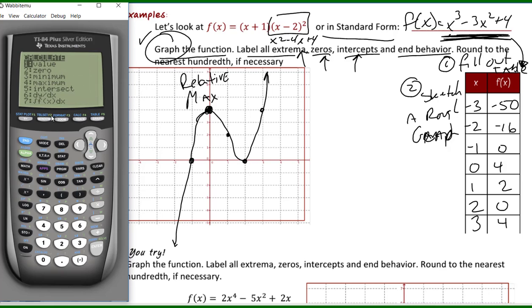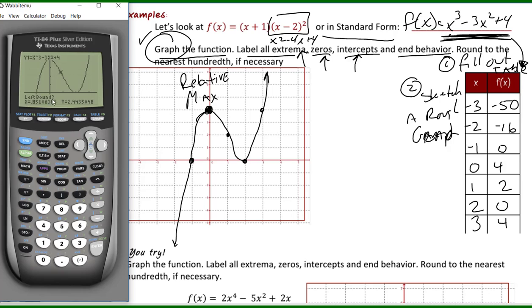What I'm going to use is some different things here. Look at that, there's a zero there. There's a minimum. There's a maximum. There's an intercept. I'm going to use maximum. Why am I going to use a maximum? Because we know that this point is a maximum. Right here, we know it's a maximum, so I'm going to use maximum. So I'm going to hit 4.